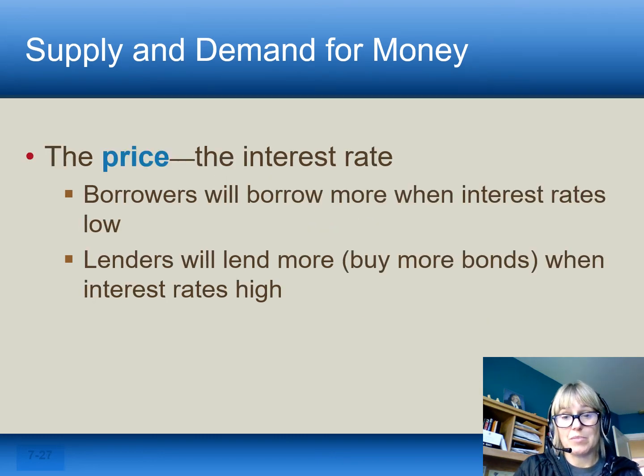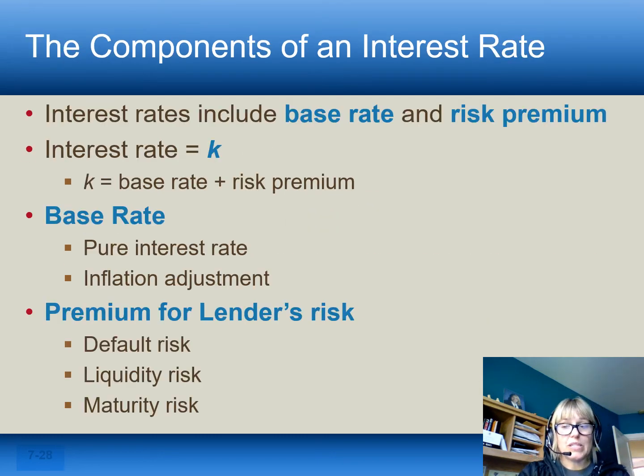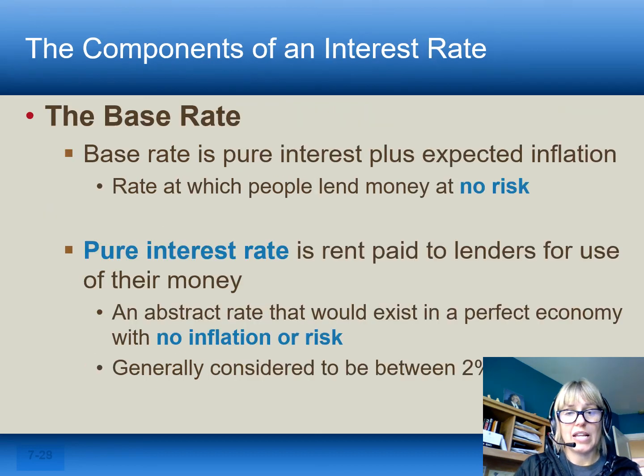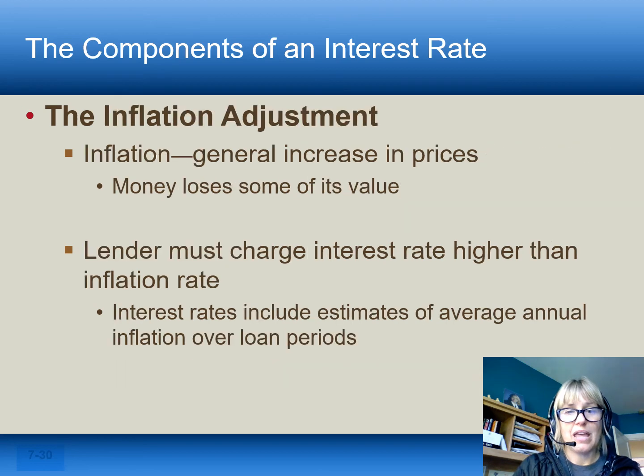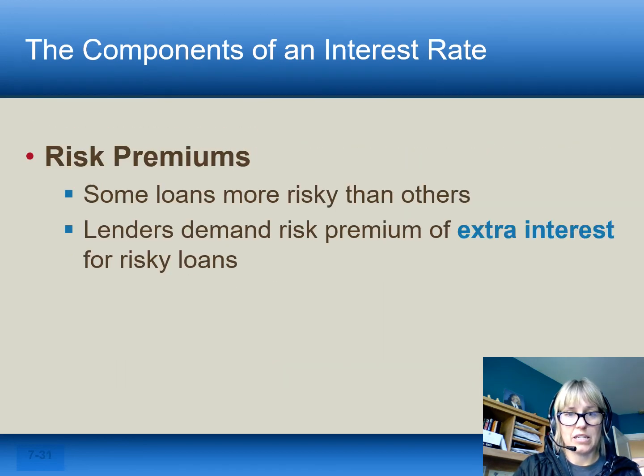So the price is ultimately the interest rate. And as we discussed on Wednesday, we can break it down into its components. The base rate, which is the pure interest rate plus an inflation adjustment. We talked about that being approximately 2%. And then the premium for the risk: default, liquidity, and maturity. But we talked about inflation a lot. So back to the risk premiums now, though.